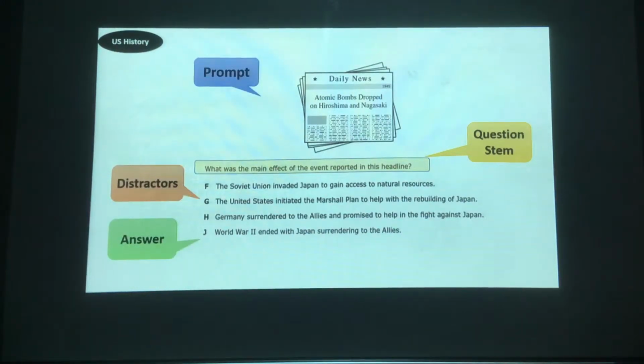Here's another example of a type of question. We have the question stem, again, what is actually being asked. You have a prompt, which gives you a little extra information to add to the question stem to help you get to the actual answer. You have distractors and the true answer.